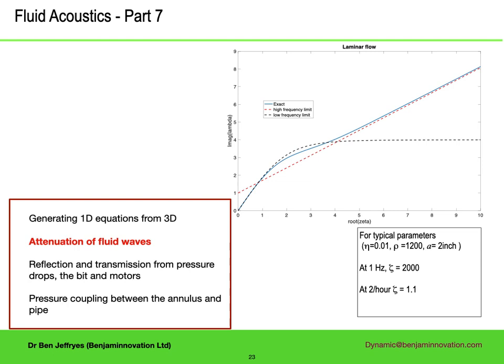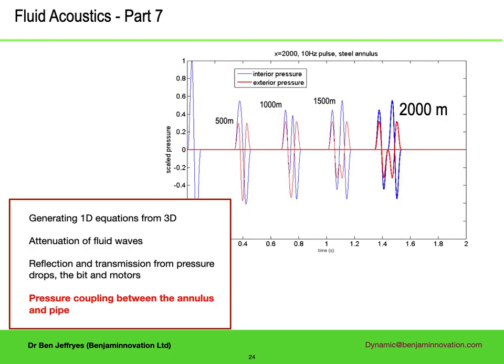After showing in more detail how the one-dimensional equations are derived, I look at the attenuation of fluid waves, in particular the transition to the quasi-static limit, shown here for the case of laminar flow. Then I look at how fluid waves are reflected from pressure drops, including the bit, and from mud motors. Finally, the transmission of pressure variations inside the pipe to the annulus is analysed, which can be considerable for a stiff annulus, such as encased hole or a drilling riser.